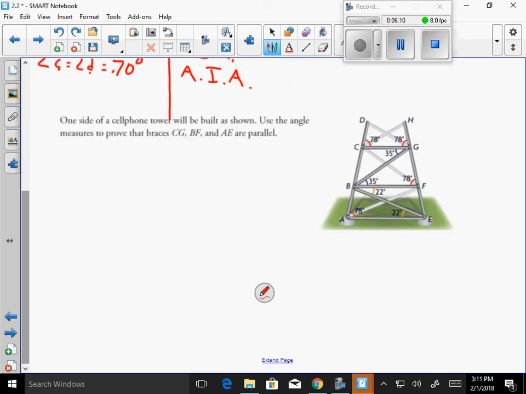Now, for the next one here, this is example 2. This is also in the textbook. I believe it is on page 77. We want to go through here and prove that these three lines are all parallel. So once again, I'm going to set up a statement.